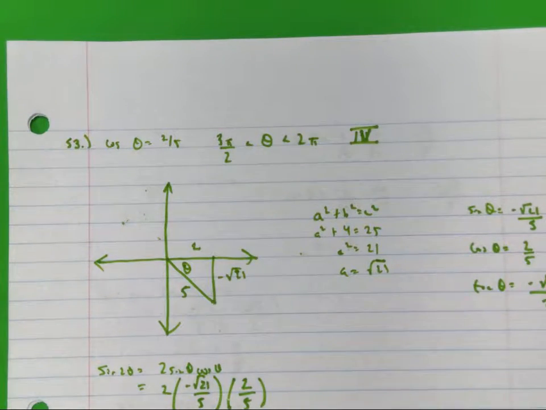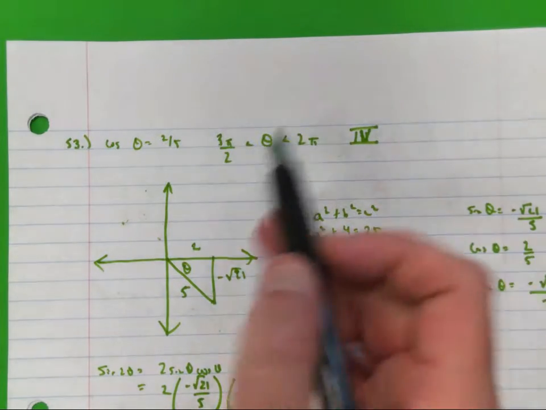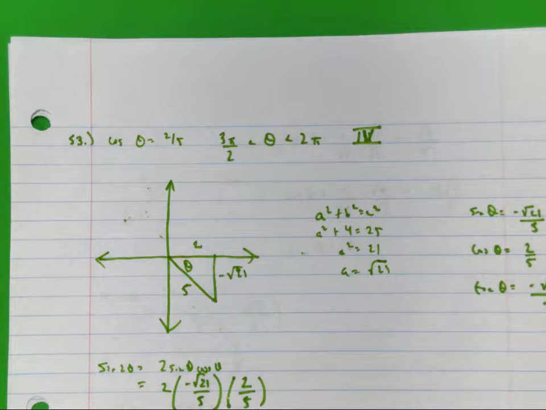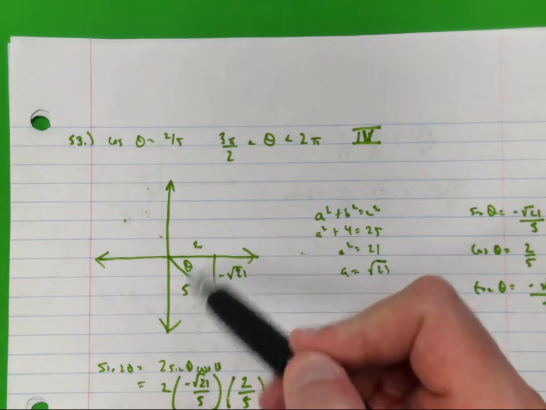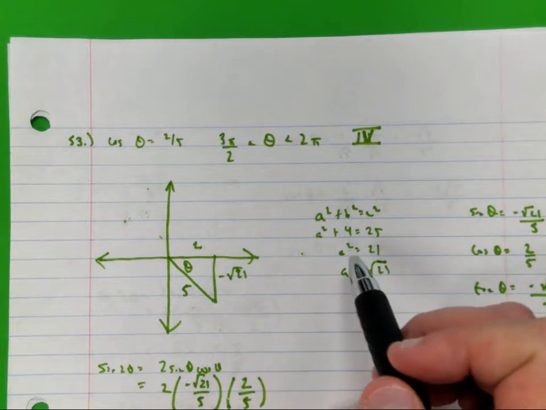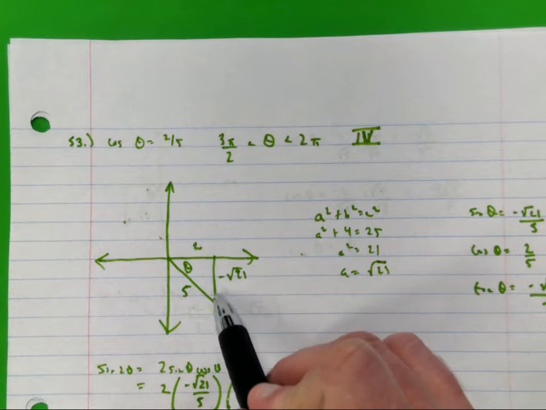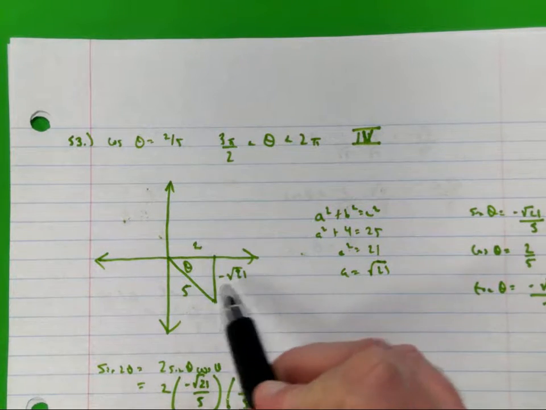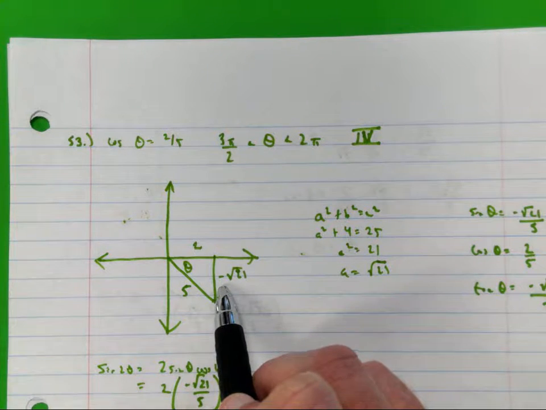Let's look at 53. It is in quad 4 because it's between 3/2 and 2. My cosine is adjacent over hypotenuse. I put the 2 here, put 5 here. I use Pythagorean theorem, and I find this to be square root of 21. But this is dealing with my y. My y is negative in quad 4, so that's why I put a negative sign with it. Negative square root of 21.